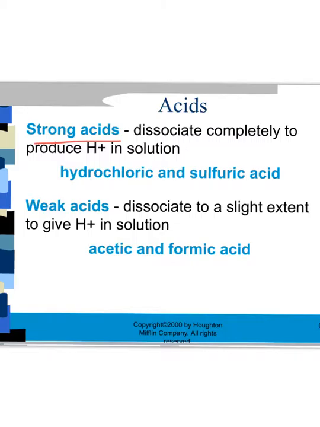Now let's talk about your weak acids. Weak acids will only dissociate to a very small extent. Most of the acid will actually stay together, and only about 1% or less than 1% will actually break apart into their ions. Some examples listed are acetic acid, which is found in vinegar, and formic acid.